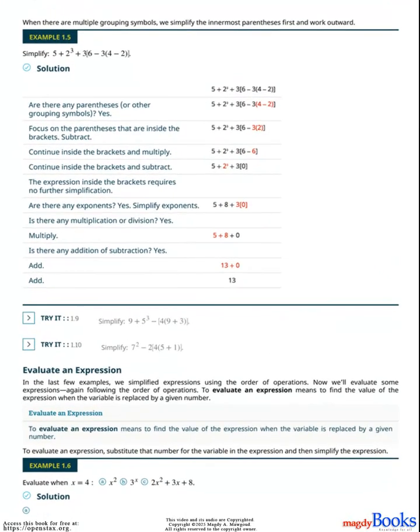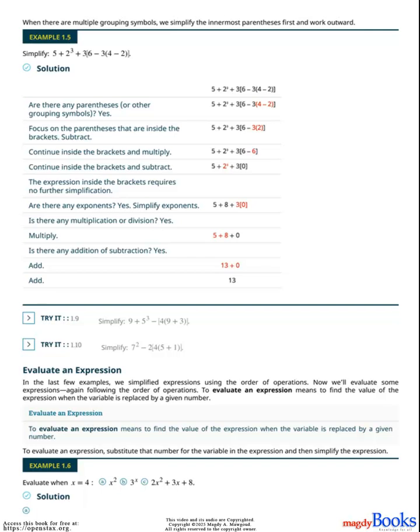When there are multiple grouping symbols, we simplify the innermost parentheses first and work outward. Simplify 5 plus 2 cubed plus 3 times, open square bracket, 6 minus 3 times, open parenthesis, 4 minus 2, closed parenthesis, closed square bracket. Solution. 5 plus 2 cubed plus 3 times, open square bracket, 6 minus 3 times, open parenthesis, 4 minus 2, closed parenthesis, closed square bracket.